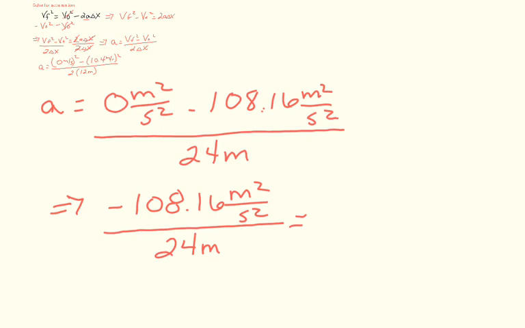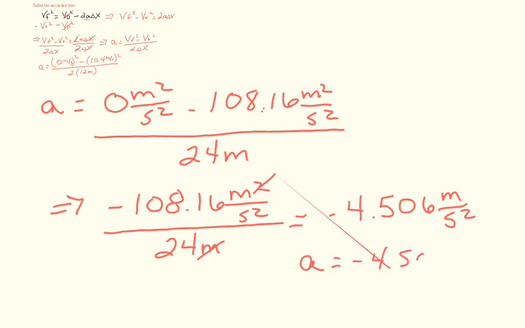So what's going to happen is we're going to take 108.16 and divide it by 24. That's going to give us a negative acceleration of negative 4.506 meters per seconds squared, because the meters cancel one of those meters there, and I'll show you how in just a second. All right, so A, or acceleration, is negative 4.506 meters per seconds squared, and that is my final answer for this part anyway.